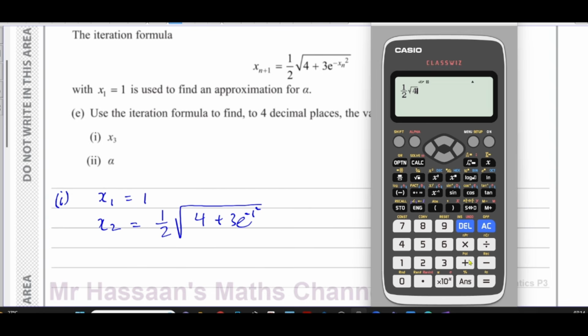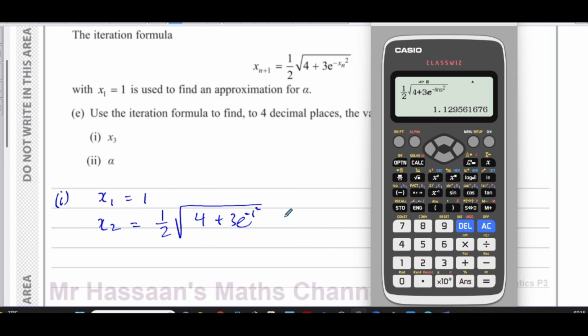You have 4 plus 3e to the power of minus, and then you press answer squared. So in the first instance, when we have 1 as our answer, this is going to give you exactly the same as what this is supposed to be. So you press equals here, and it will give you the value for x2.